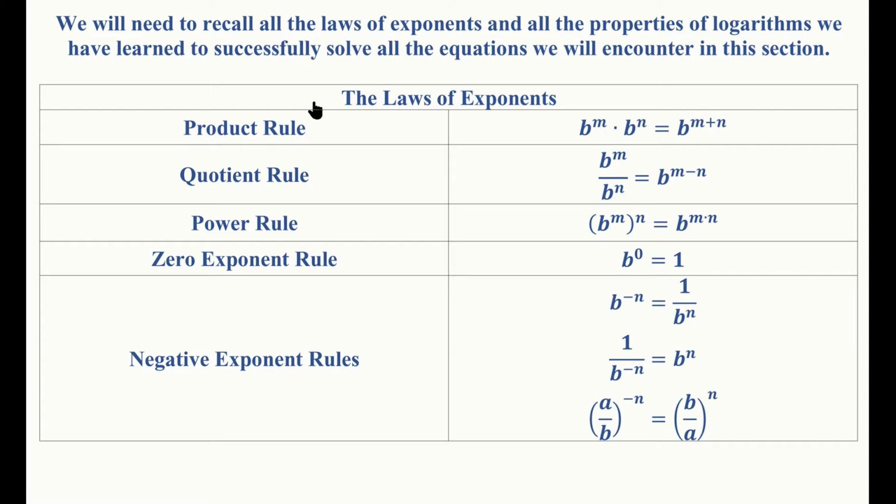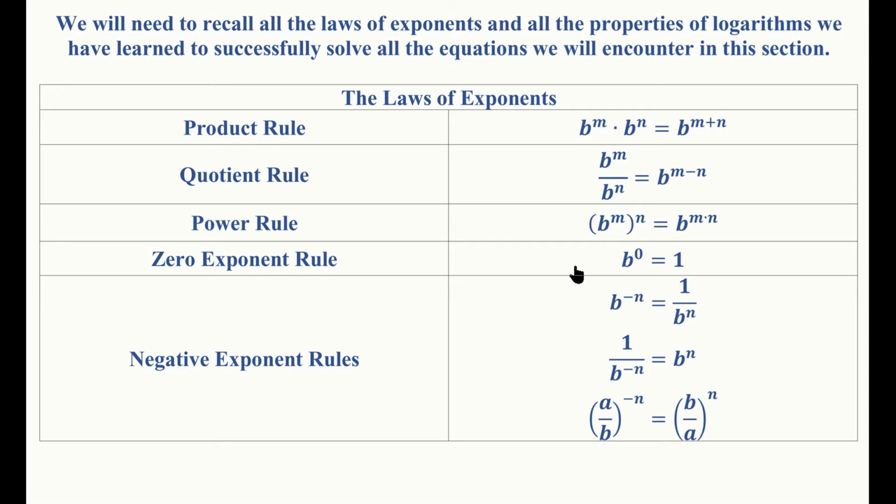Before we solve either type, we want to review both the laws of exponents as well as the laws of logarithms. And of course, we have the product rule for exponents, the product of two powers of the same base. We keep the base, add the exponents. For the quotient of two powers with the same base, we keep the base, subtract the exponents. When we have a power of a power, we keep the base and multiply the two exponents.